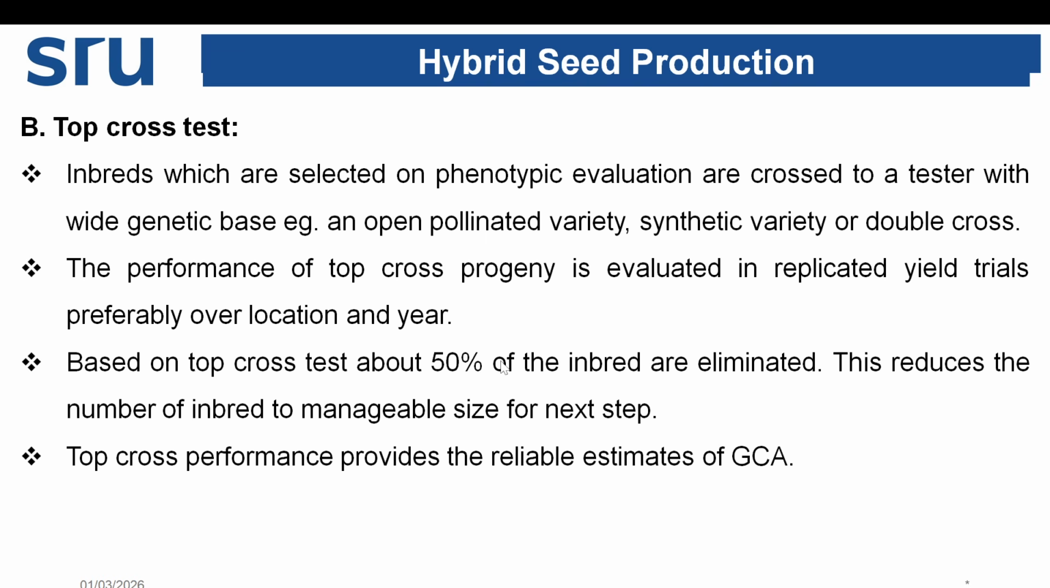Based on this top cross test, about 50% of the inbreds are eliminated. This reduces the number of inbreds to a manageable size for the next step. Top cross performance provides reliable estimates of GCA.